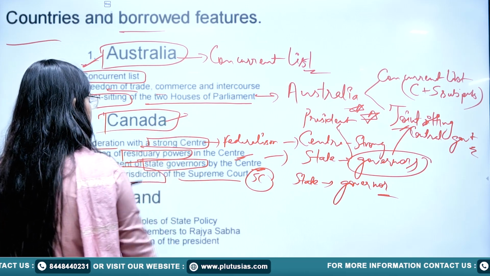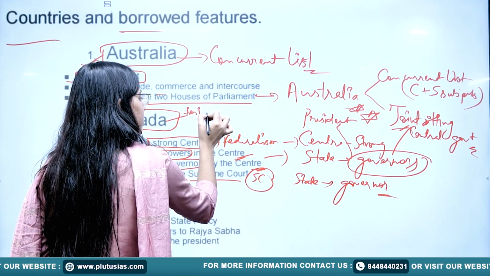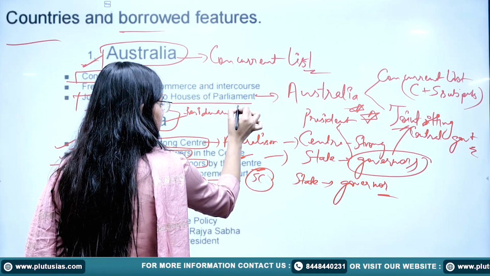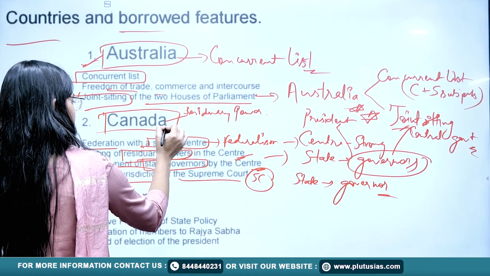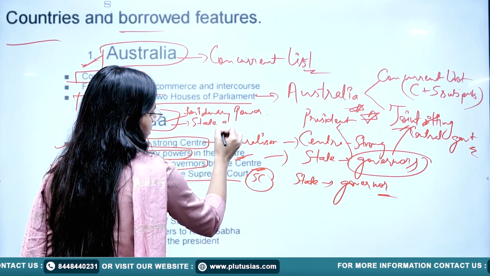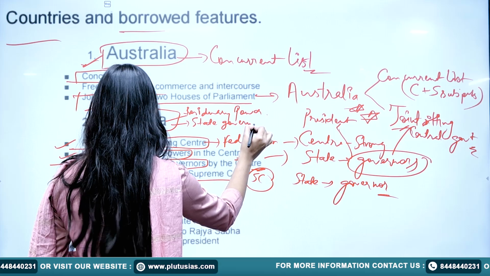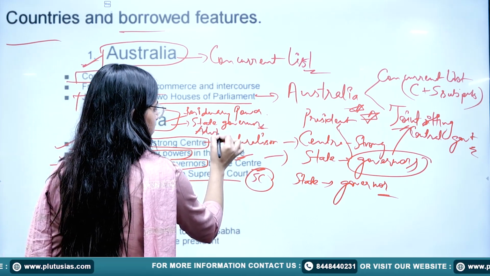What are the important features taken from here? You can remember the residuary power, after that the state governors, and the advisory jurisdiction.